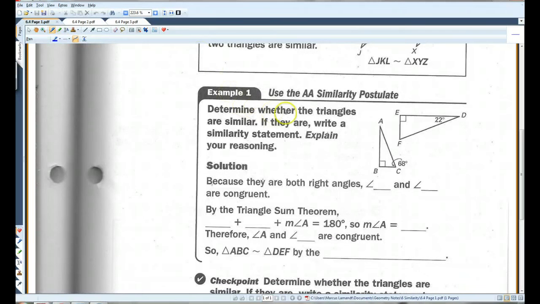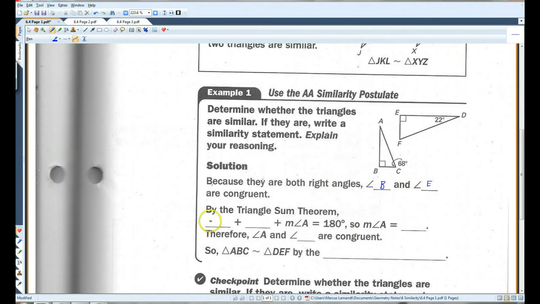So for example, determine whether the triangles are similar. If they are, write a similarity statement. Explain your reasoning. Alright. Because angle B and angle E are both right angles, angle B and angle E are congruent.